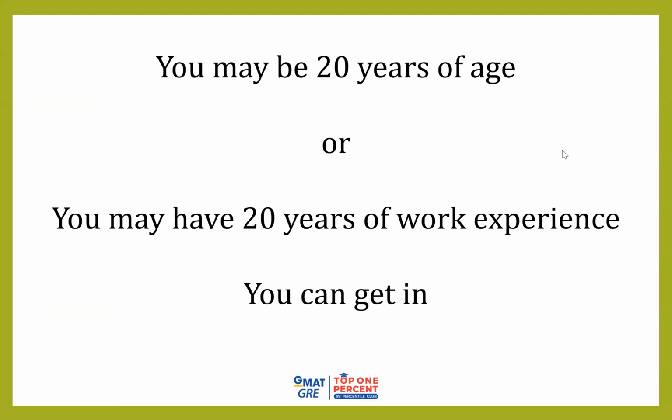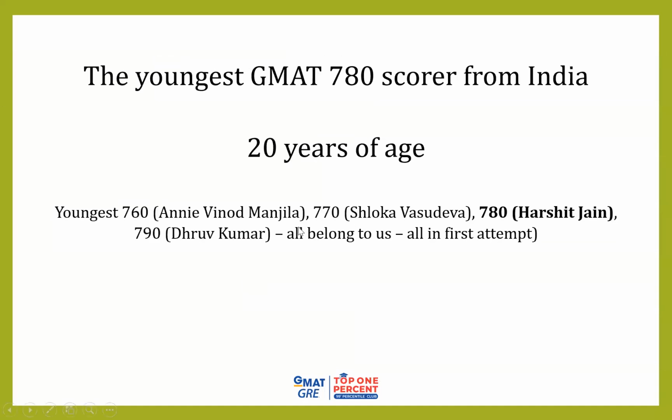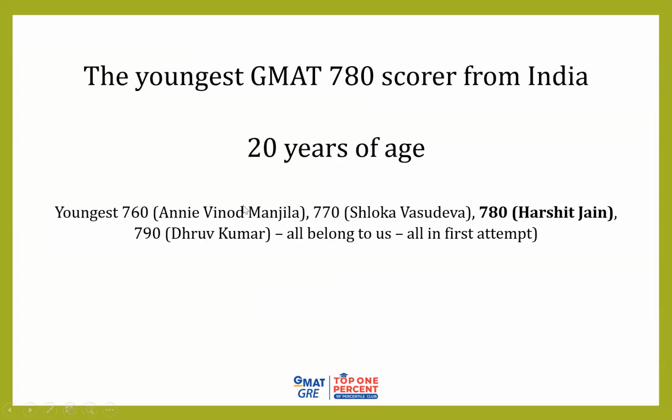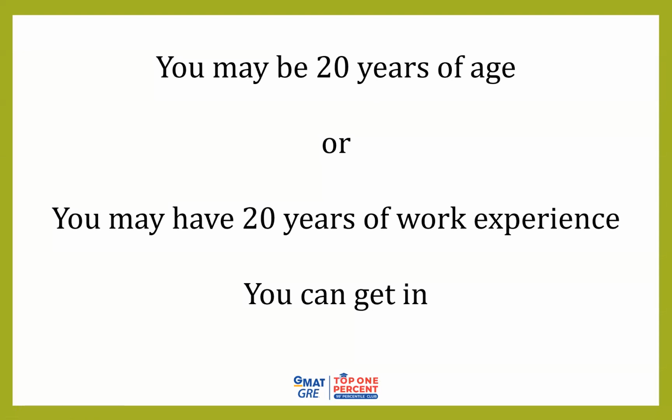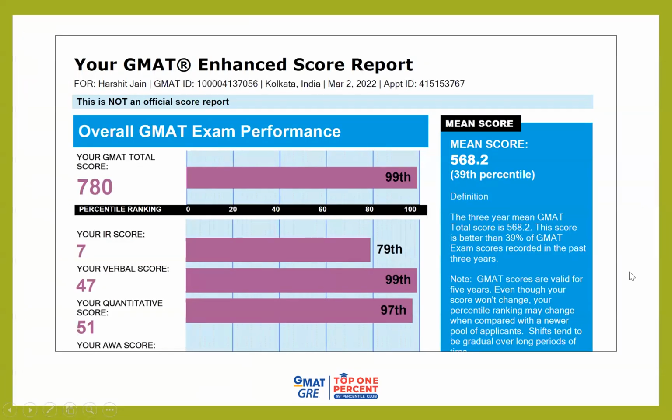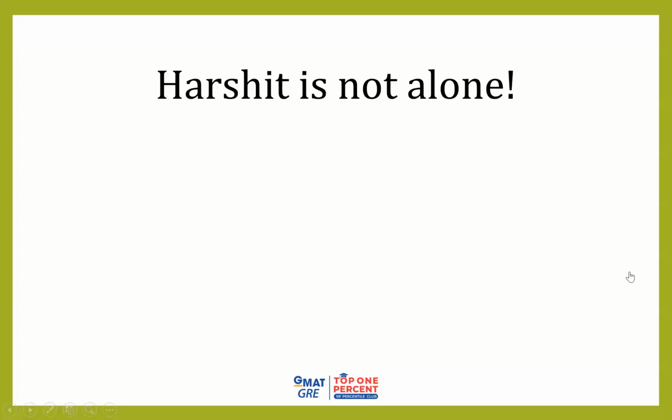Now, another thing, some people think that they don't have too much work experience. As I said, you may be 20 years of age, or you may have 20 years of work experience. In either case, it is definitely possible. Let's say someone who got a 780 score, the youngest student ever in India to get such a score, and his name is Harshit. He was 20 years of age when he got the score. So what did I say? You may be 20 years of age, or you may have 20 years of work experience. Both scenarios are possible. So Harshit, Wharton deferred, you can check. This is his 780 score report. This is his video, not important.